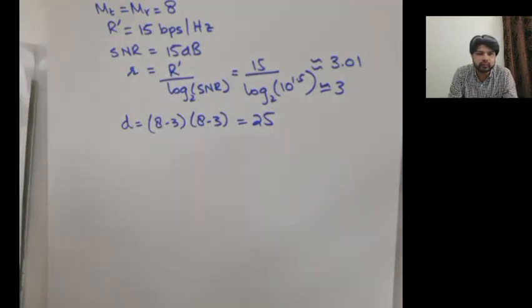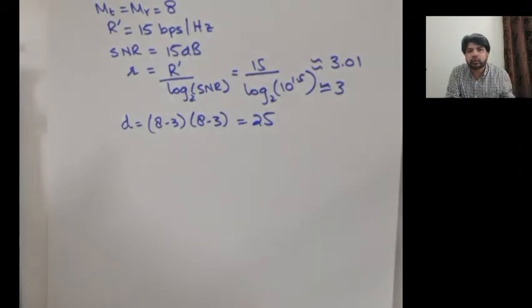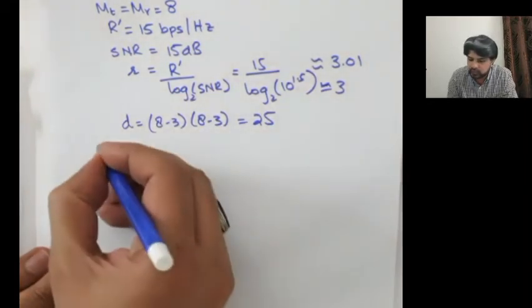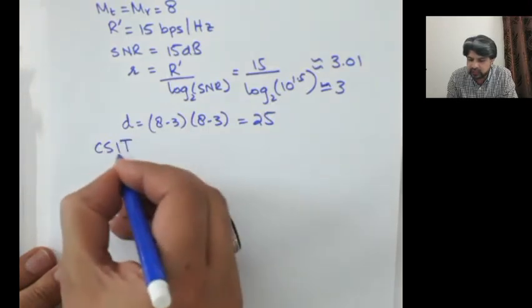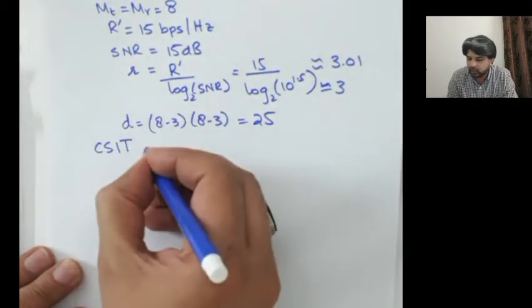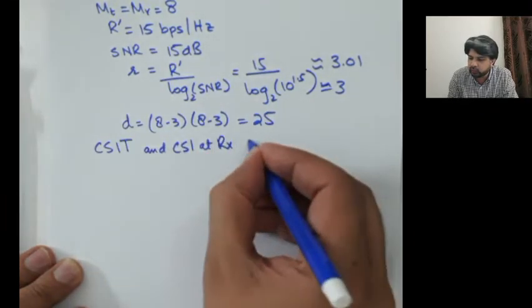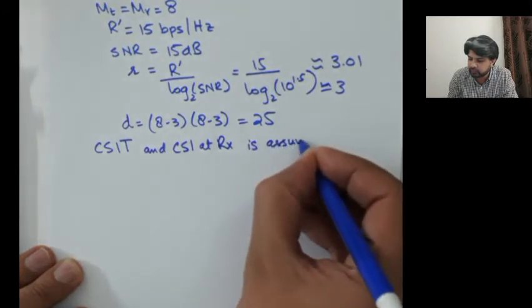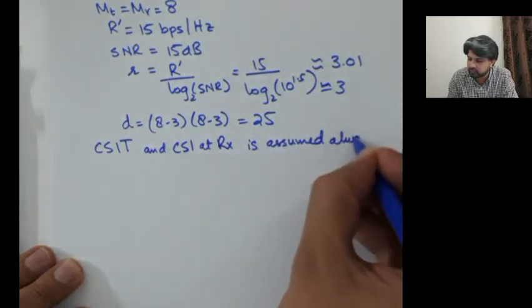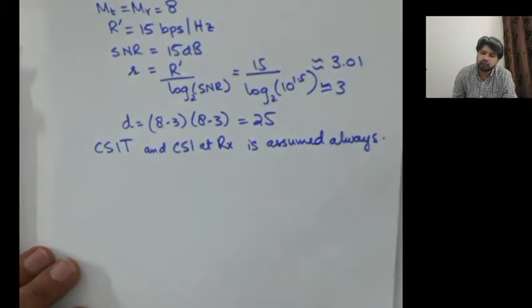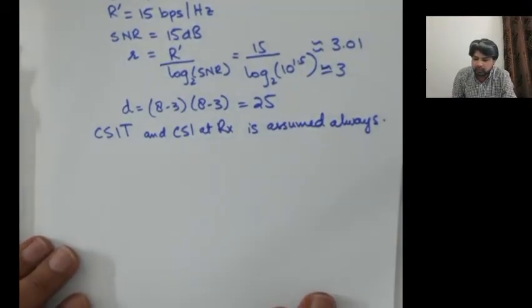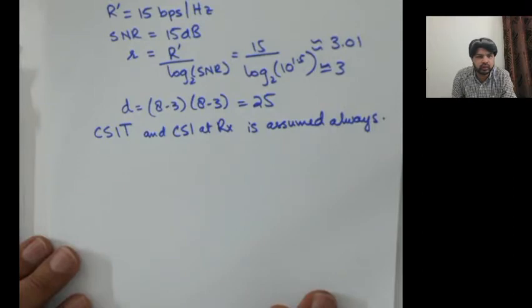So in the treatment of MIMO systems, up till now, we have always assumed that you have the knowledge of the channel side information at both the transmitting end and the receiving end. So CSIT, which is the channel side information at the transmitting end, and the channel side information at the receiving end is assumed always.